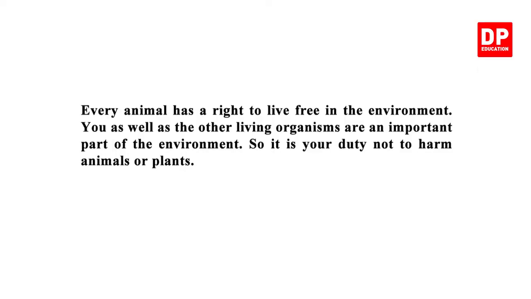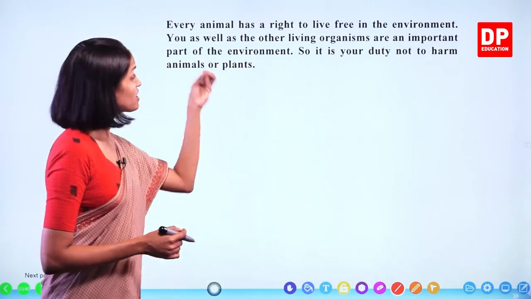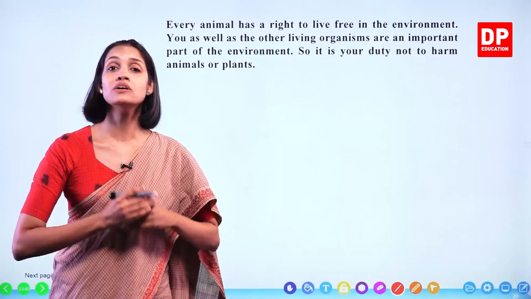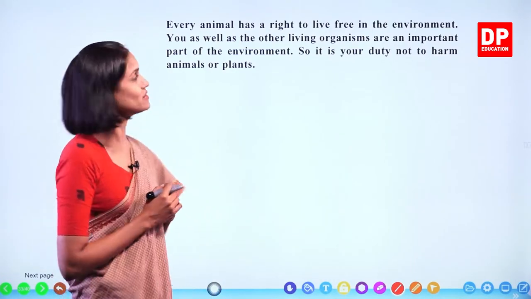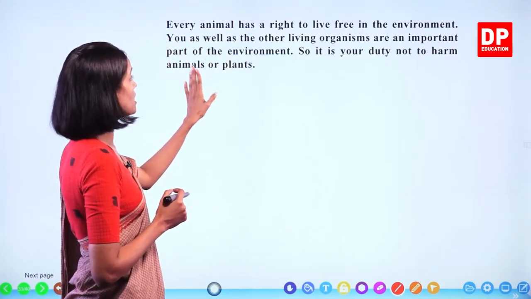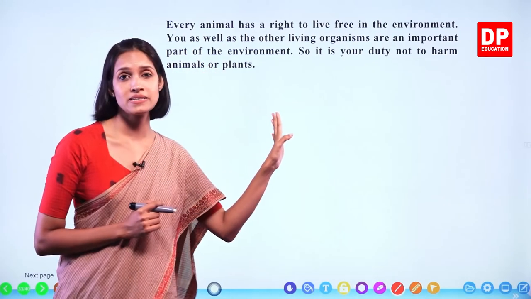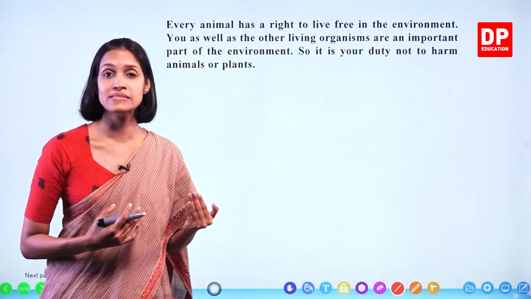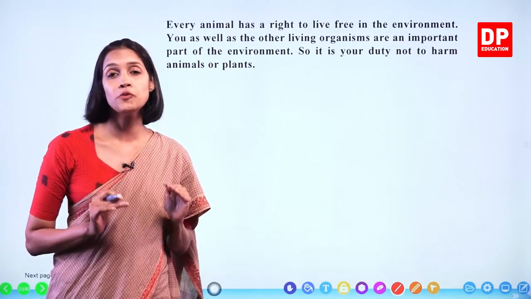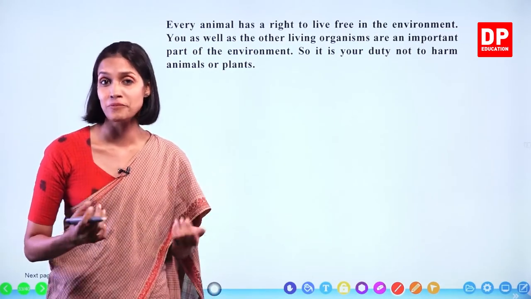Right, children? So every animal has a right to live free in the environment, because they all have a part to play in the environment. They all are equally important to maintain the balance of the environment. You as well as the other living organisms are an important part of the environment. So it's your duty not to harm animals or plants. Sometimes some people think animals like snakes are harmful, so we have to kill them. No. They are really important to maintain the balance of the environment. They will not harm us unless we harm them.